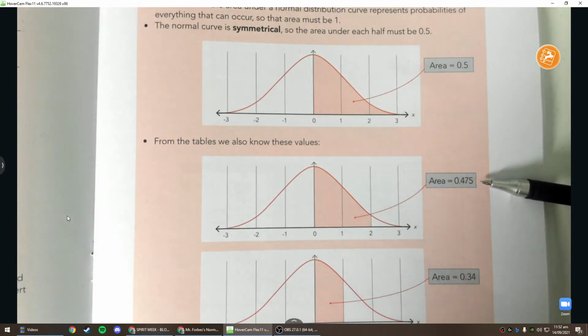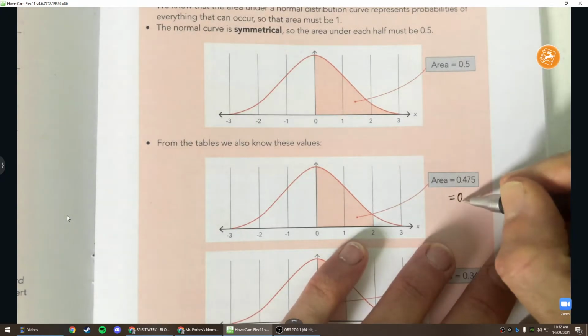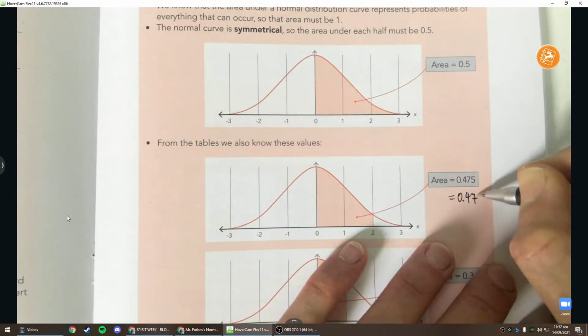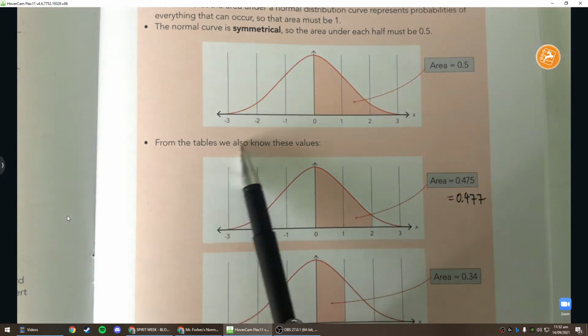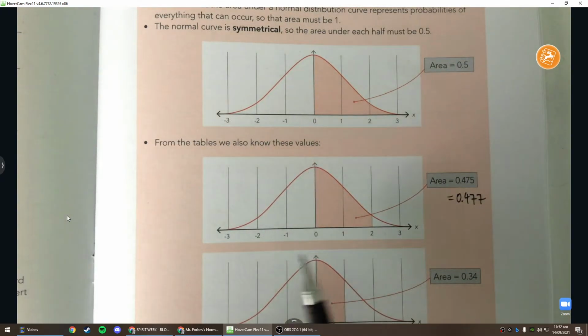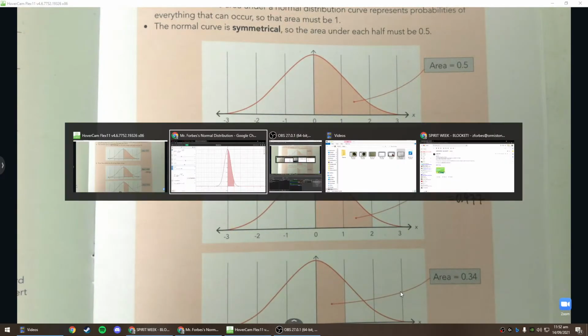Shout out to Walkermaths for making that mistake. You are not correct at all. It's 0.477. Don't go and make flippin' estimations from the tables. We also know these values. Well, you clearly don't because you got it wrong, Walkermaths. You kidding me? You numpties.